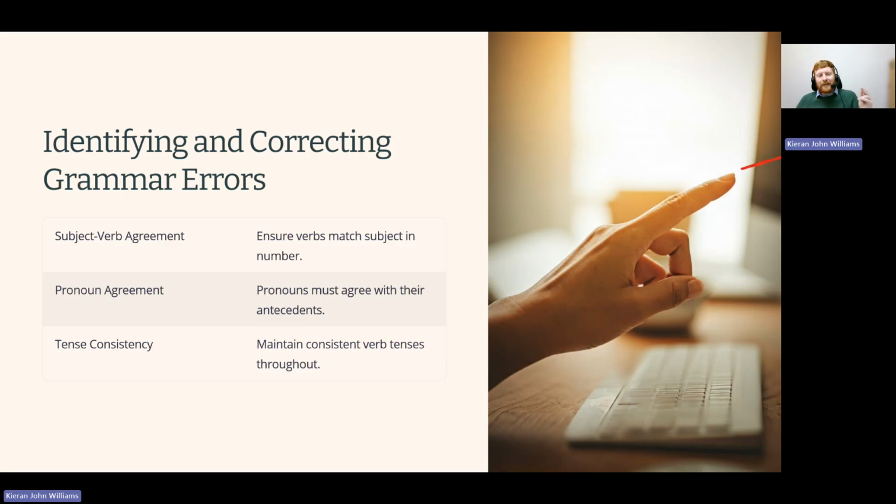So maybe if you don't understand what the terms mean here, you will at least know how to improve them in your own writing. And we're going to look at some examples as well, which will make them clearer. Okay, so first of all is subject-verb agreement.